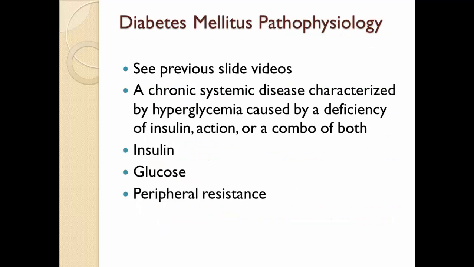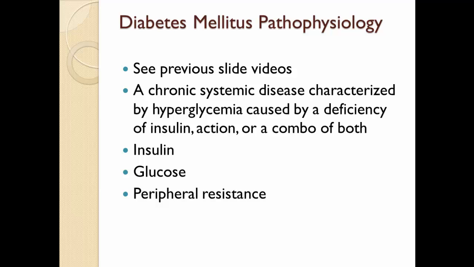All right, let's talk about the pathophysiology. So take that normal pathophysiology and we're going to make it abnormal for diabetes. Some of those little videos before showed you some of the abnormal. Diabetes is a chronic systemic disease characterized by hyperglycemia that is caused by a deficiency of insulin, insulin action, or a combination of both.